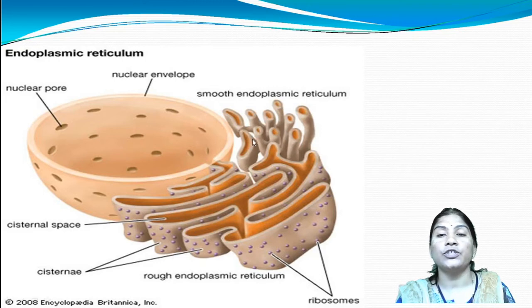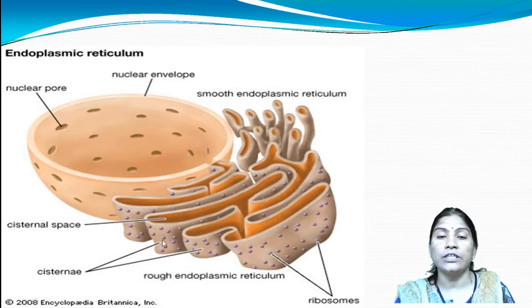Here, these are the tubules and the vesicles, which are elements of the endoplasmic reticulum that are free from ribosomes, and that's why they are called the smooth endoplasmic reticulum. Because of the absence of ribosomes, the appearance of this framework or network is very soft and smooth, and that's why this endoplasmic reticulum is called the smooth endoplasmic reticulum.